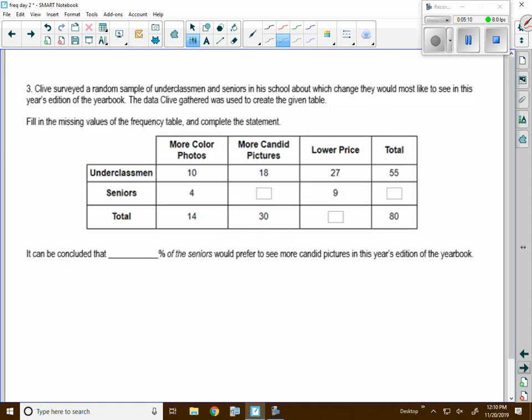All right, number 3. Clive surveyed a random sample of underclassmen and seniors in his school about which change they would want to see in the yearbook. So first of all, we have to fill in the rest of these boxes. To fill in this one here, we would do 30 minus 18, which is 12. Because again, those margins are your totals. All right, our lower price, 27 plus 9, 36. And then to fill in this box, we would do 80 minus 55, which would be 25.